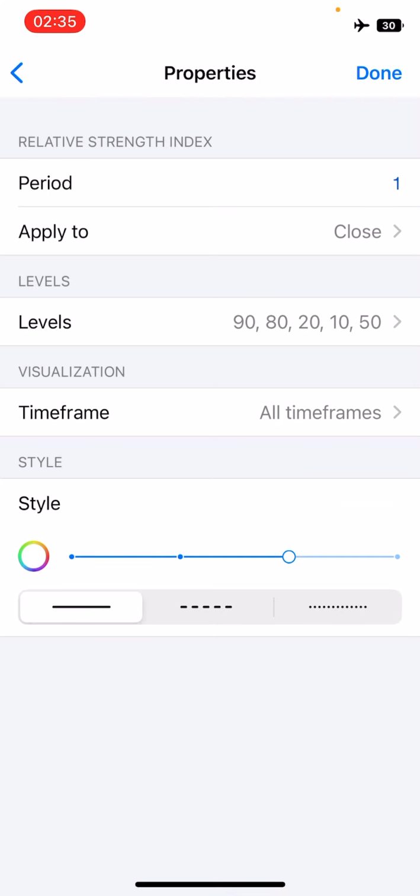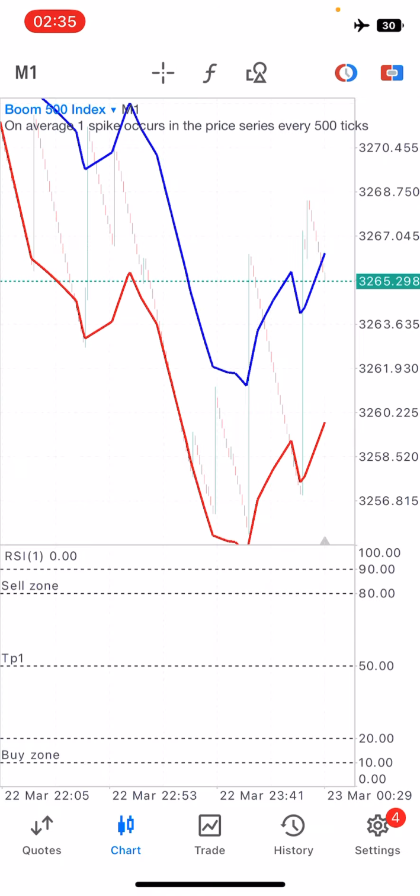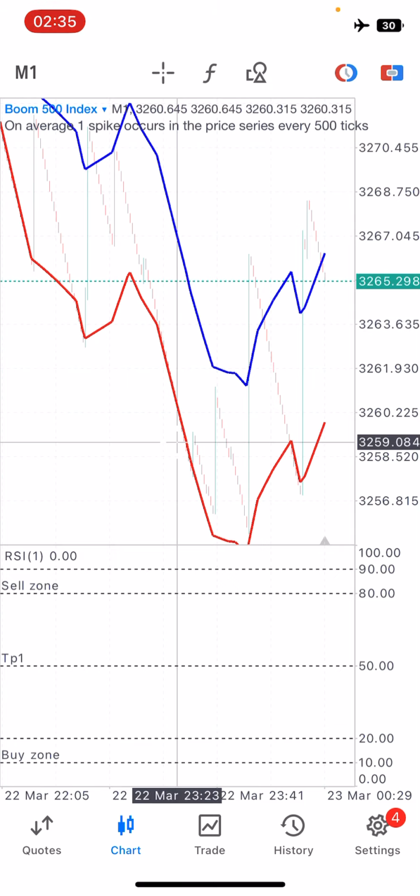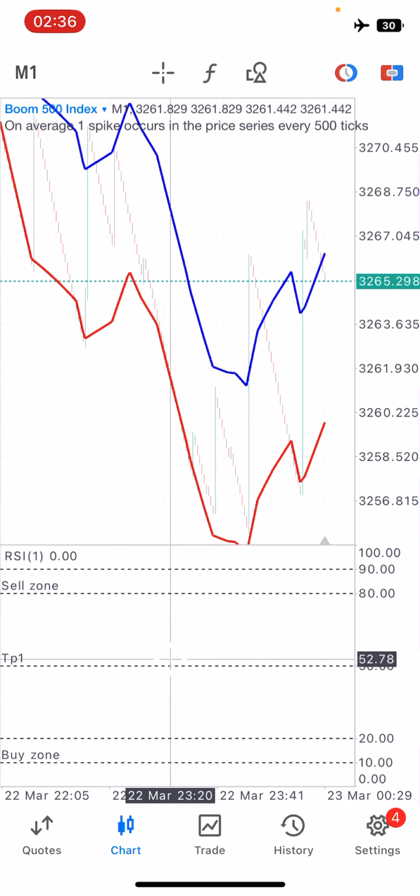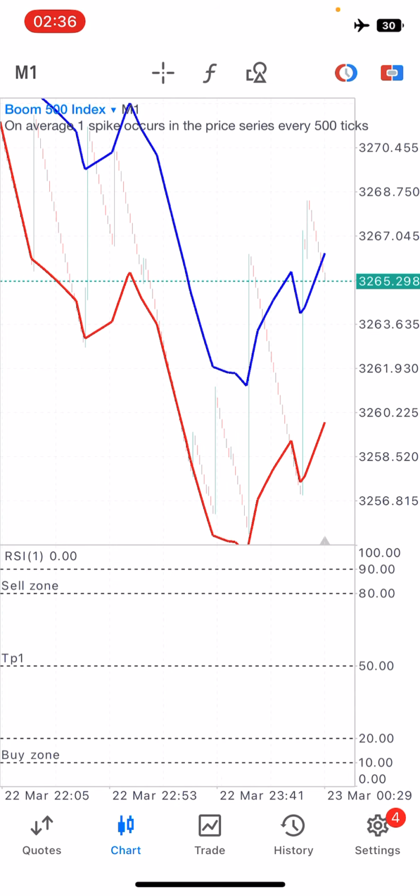And on the styling for this RSI, please use the color of your background. So I have a white background, that's why you see it's white right there. Okay, then click done, and then we have something like this on our charts. Nice and easy, right? Nothing in our RSI except our buy zone, our TP1, and our sell zone, which is very easy.